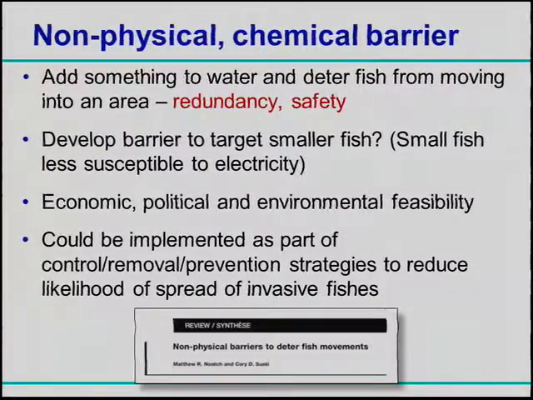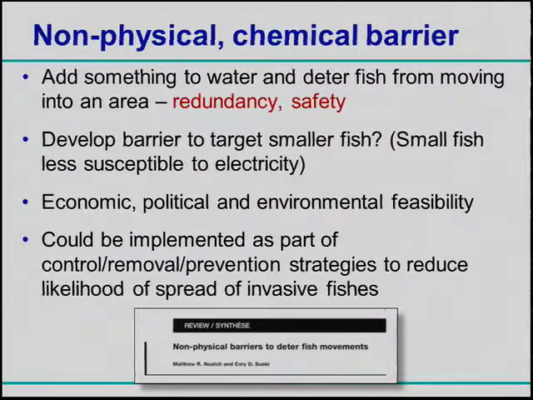We also want something that's economically, politically, and environmentally feasible, meaning something that the public can get behind, and something that we can implement as part of a control and prevention strategy to prevent the likelihood of Asian carp getting into the Great Lakes.